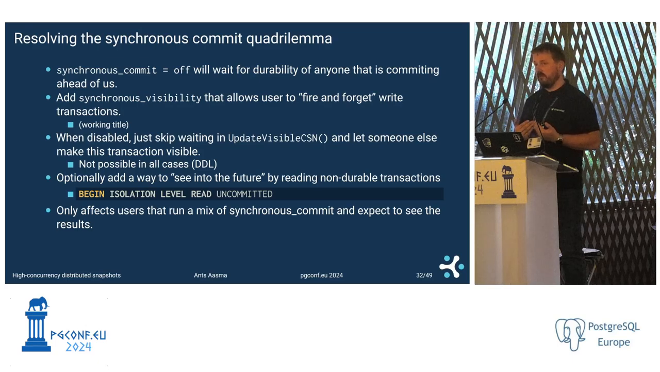So we might add for them a separate configuration variable where they can specify that they want to do a fire and forget commit. It will probably succeed, and I don't want to wait for the visibility. It will become visible at some point in the future. When we disable this synchronous visibility, we just skip waiting for everybody ahead of us to become visible, and we let somebody else make us visible later.